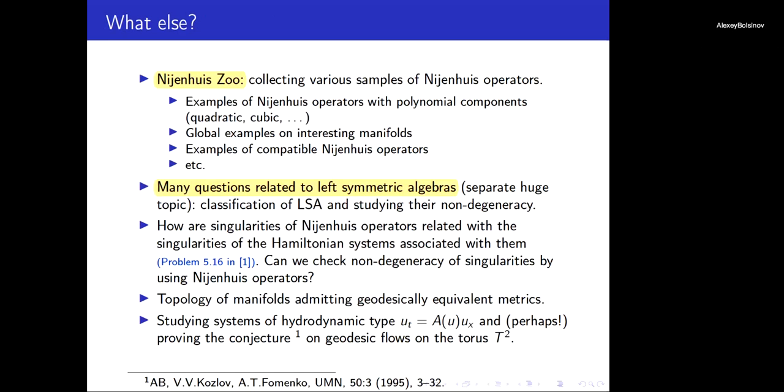Non-degeneracy, I repeat, means the following. Assume that you consider a Nijenhuis apparatus whose linearization coincides with a given left symmetric algebra. Is it true that this apparatus is linearizable or not? So you consider this apparatus to be this linear part plus quadratic part, cubic part, and so on, higher order terms. Non-degeneracy means that all higher order terms can also be canceled out by an appropriate change of variables.